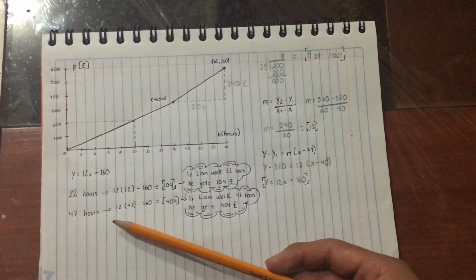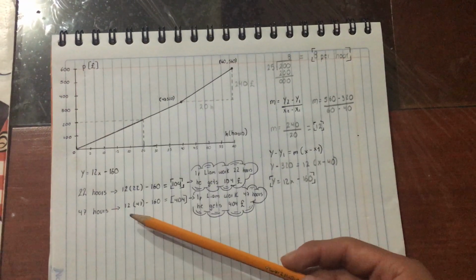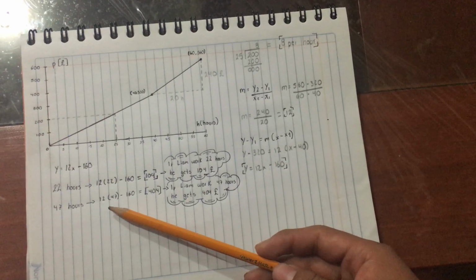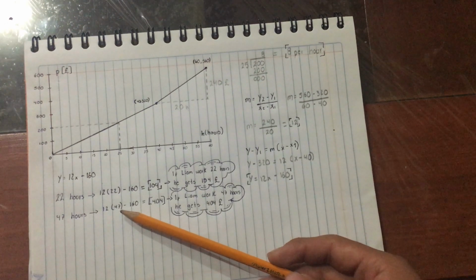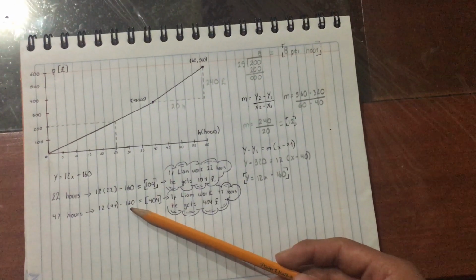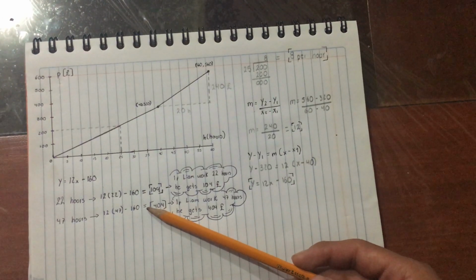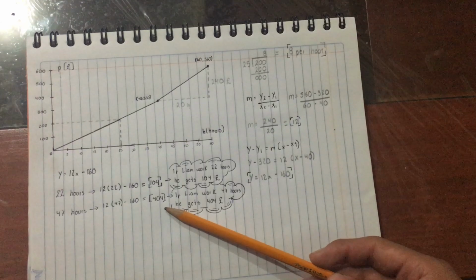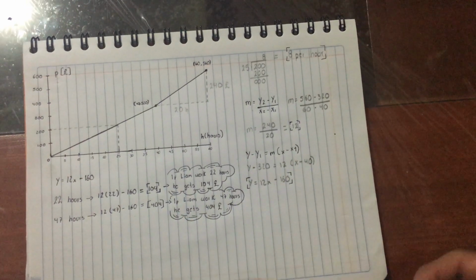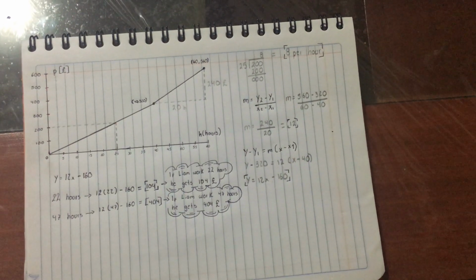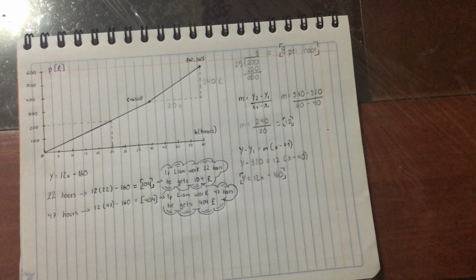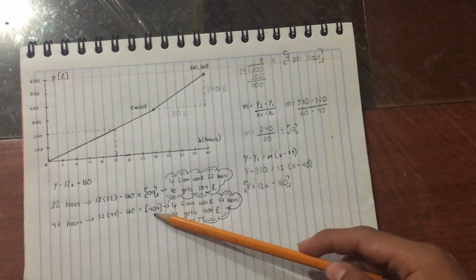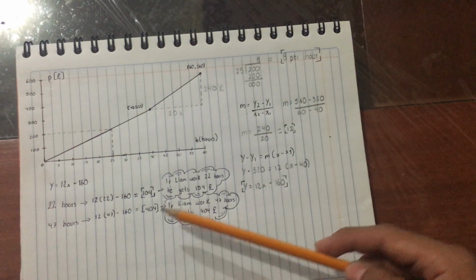And 47 hours. So we substitute: y equals 12 times 47 minus 160, which is equal to 404. In other words, if Liam works 47 hours, he gets $404.